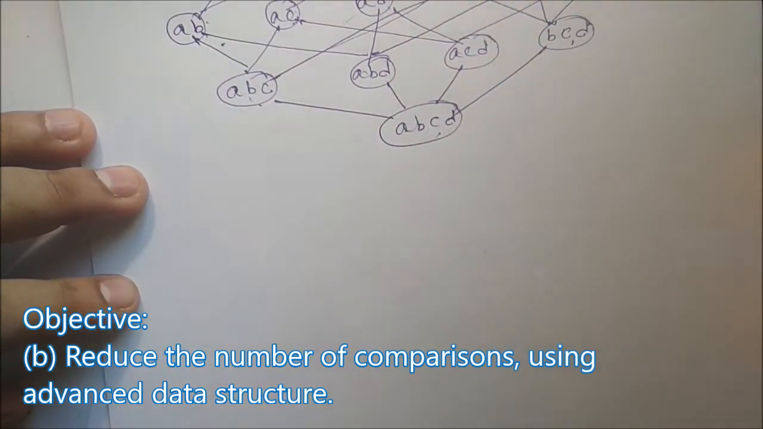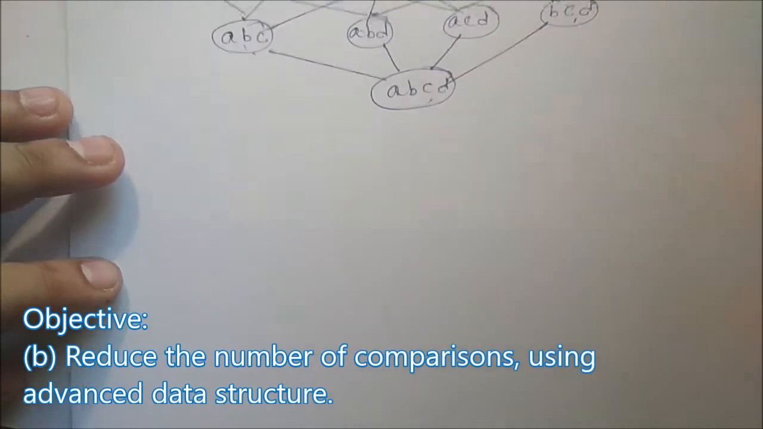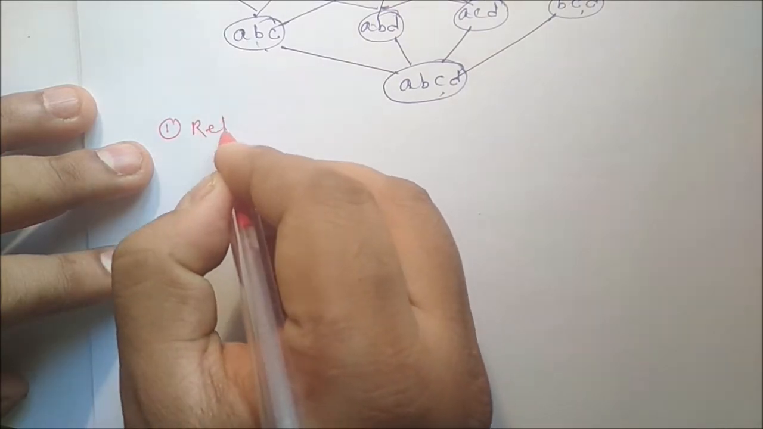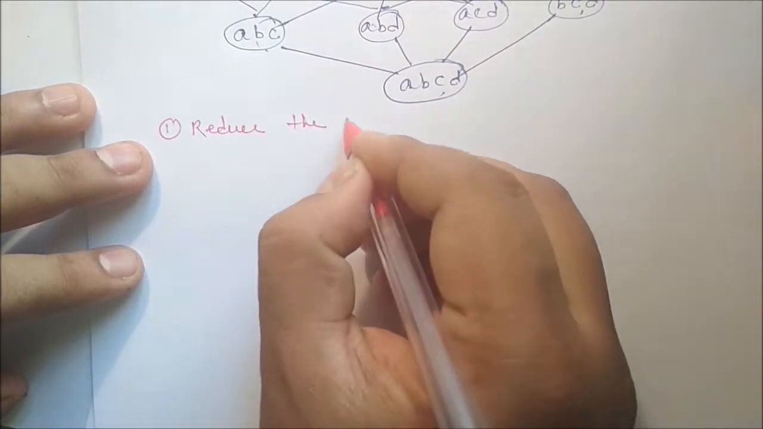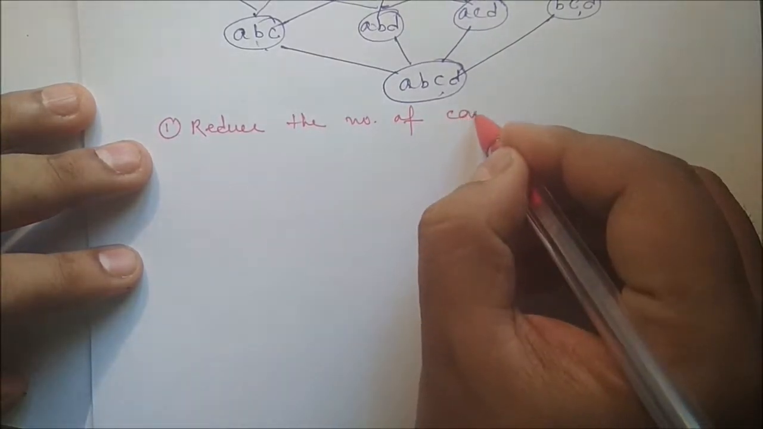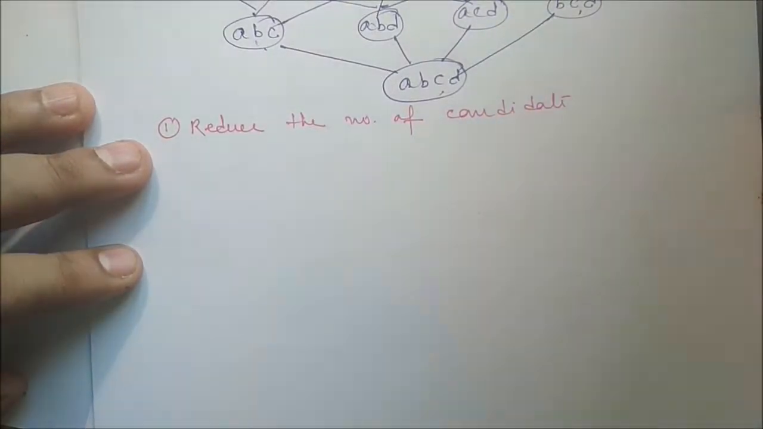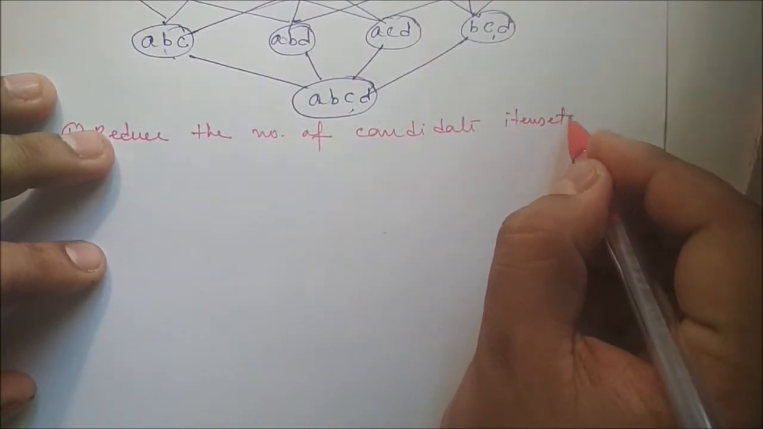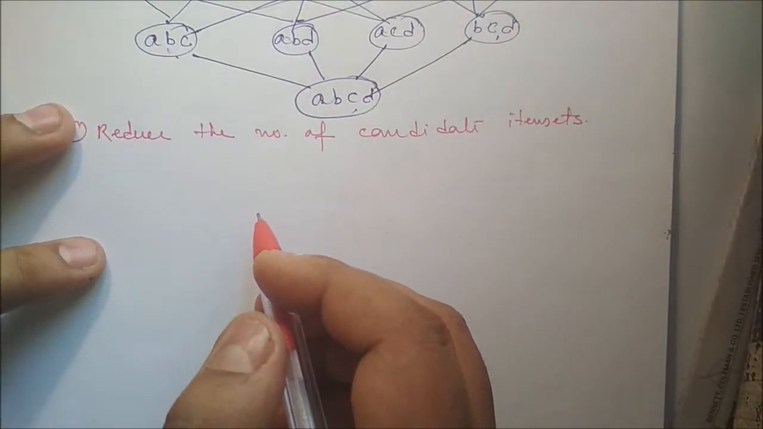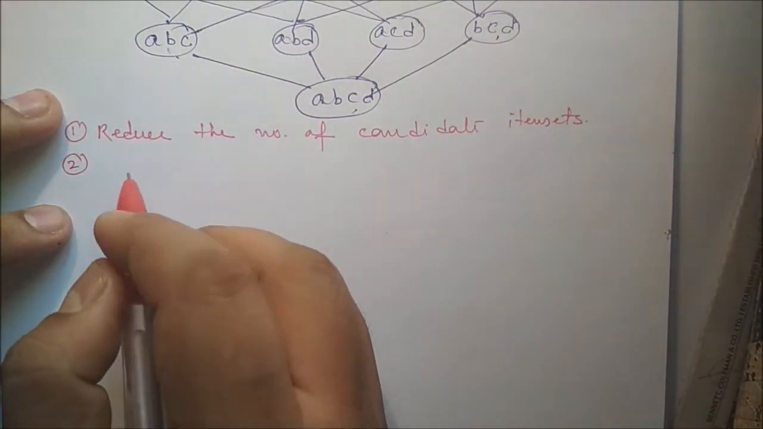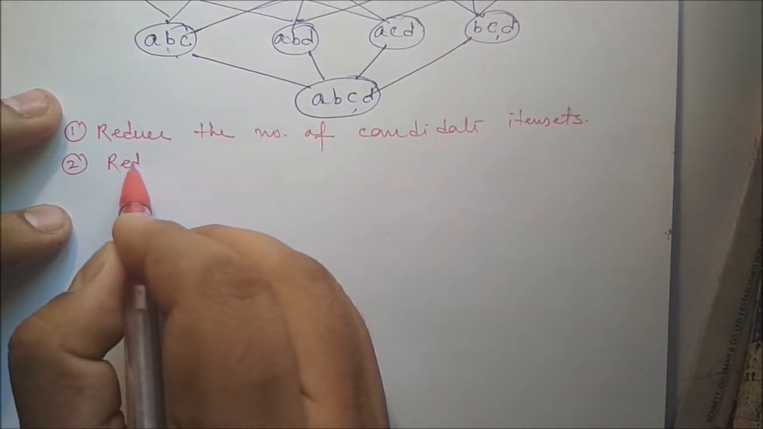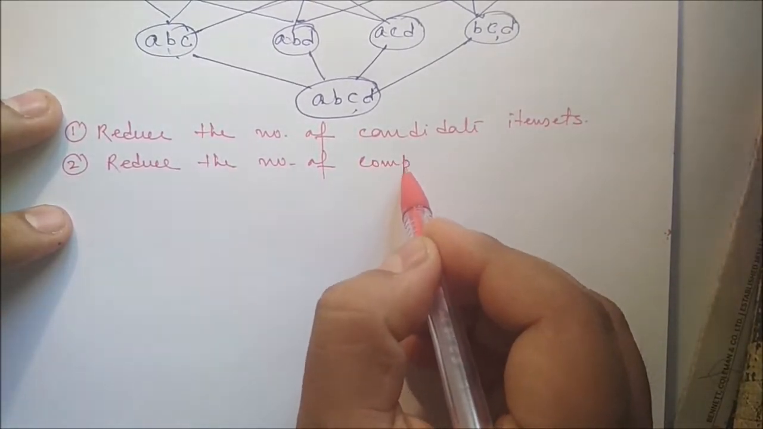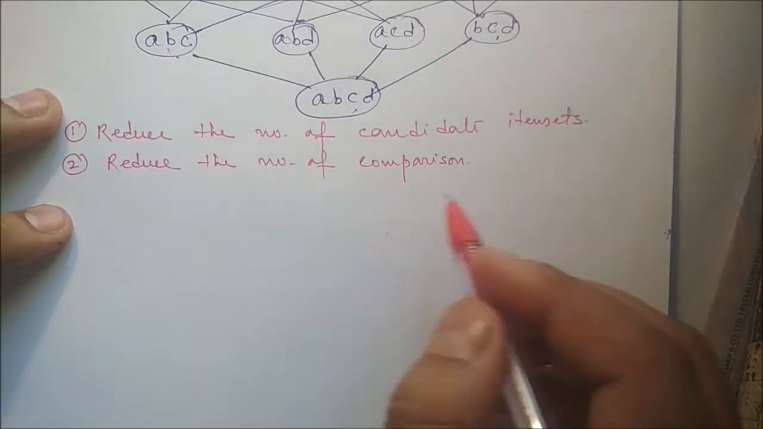So there are two basic strategies we can implement to increase the efficiency of the association mining algorithm. The first one is to reduce the number of candidate item sets, okay. How is it possible? By eliminating some candidate item sets. And the second is to reduce the number of comparisons by applying various data structures.